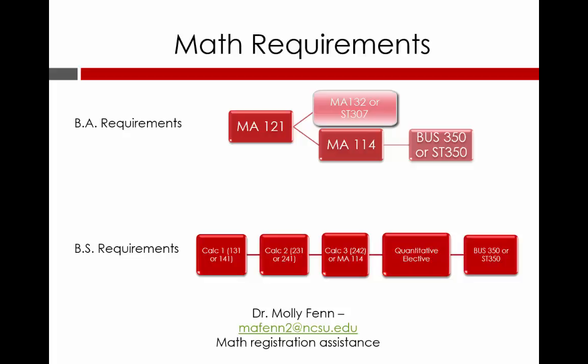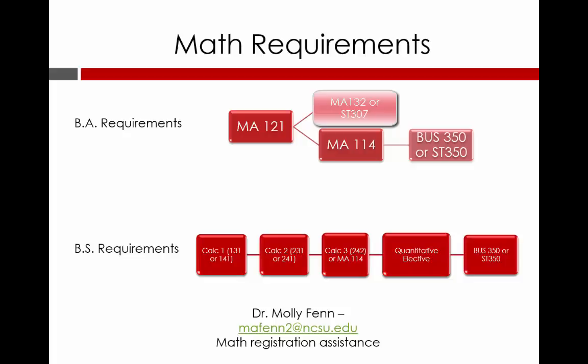Just as in the BA, ST 311 or an AP score in statistics of 3 or higher will satisfy your Math 114 requirement. If you have transfer credit for ST 311 and it has not been moved on your Math 114 requirement, please contact your academic advisor.